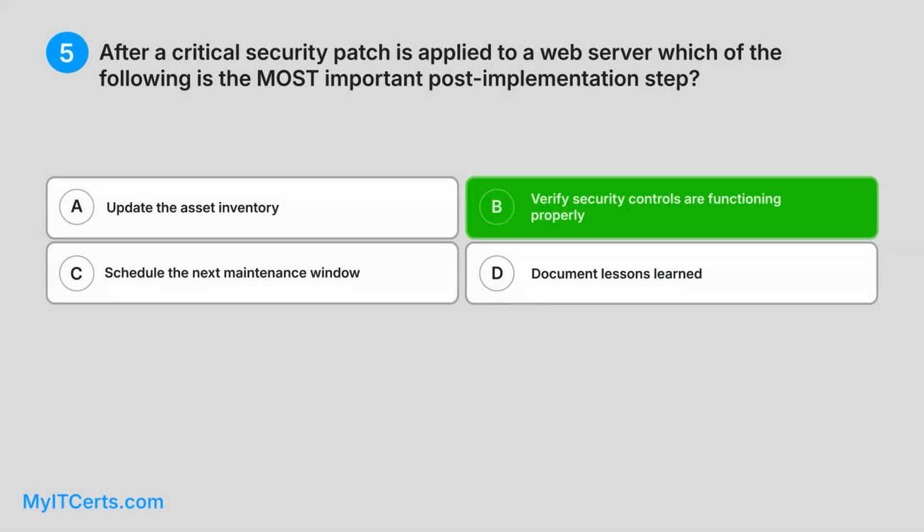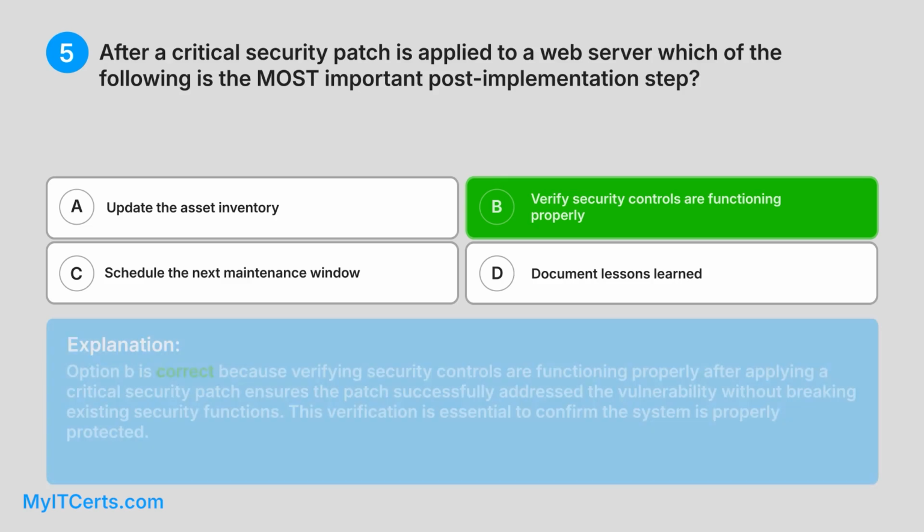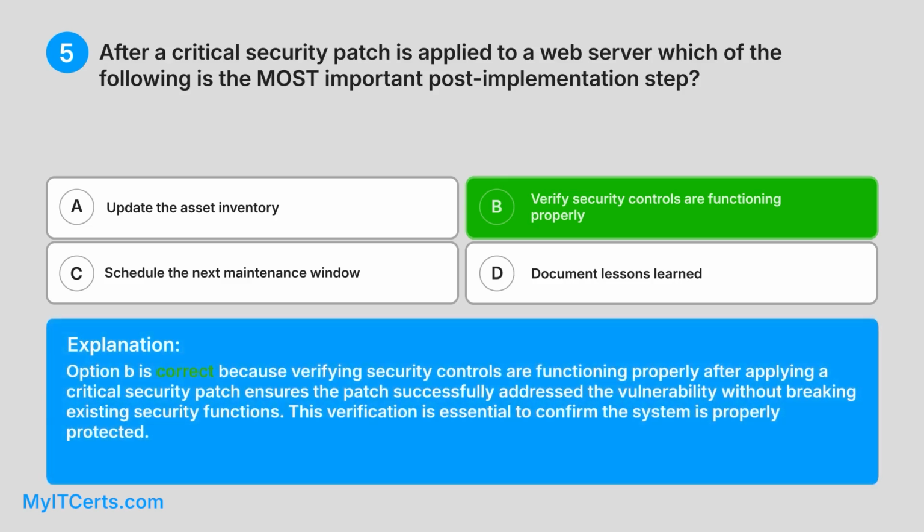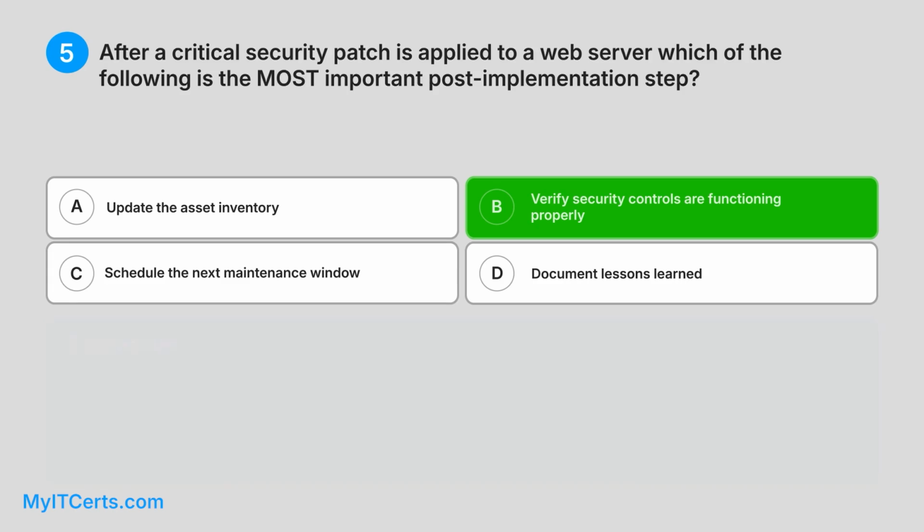Correct answer. B. Verify security controls are functioning properly. Explanation. Option B is correct because verifying security controls are functioning properly after applying a critical security patch ensures the patch successfully addressed the vulnerability without breaking existing security functions. This verification is essential to confirm the system is properly protected.